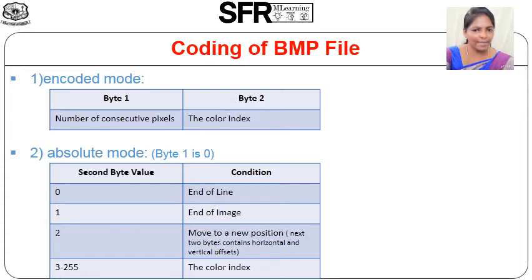If the value of the second byte is 0, it represents the end of the line. If it is 1, it represents the end of the image. If it is 2, it means that we are moving to a new position. That is, the next 2 bytes after this value 2 contain the horizontal and vertical offset values, that is, the new x and y position where the data will be placed. Apart from these, values from 3 to 255 contain the real color value placed in that digital image. It may be any one among the 256 color values.